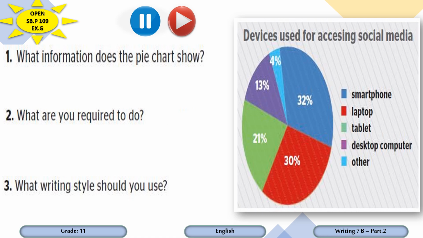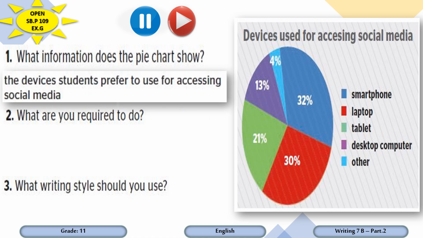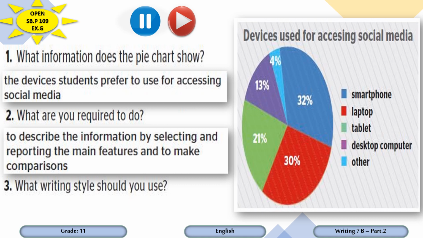Okay, so the first question, what information does the pie chart show? Excellent. The pie chart shows the devices students prefer to use for accessing social media. Excellent. Question number two, what are you required to do? And the answer is you are required to describe the information by selecting and reporting only the main features and to be able to make comparisons.